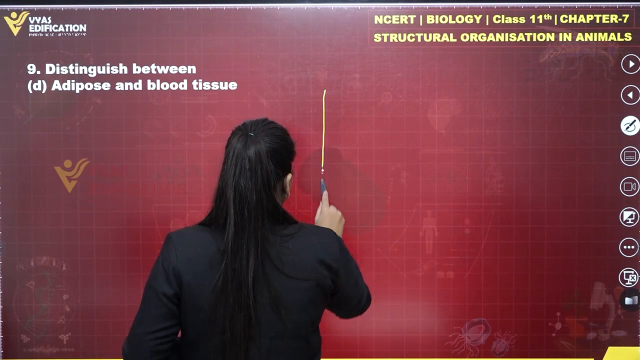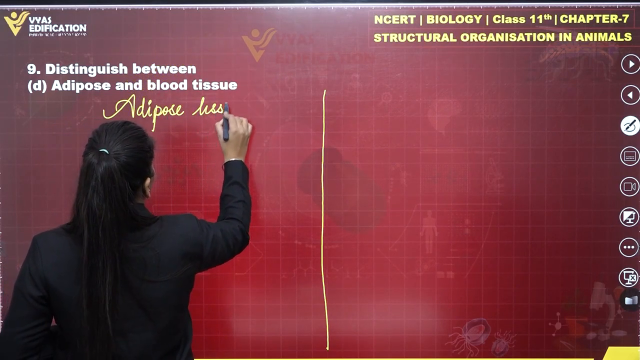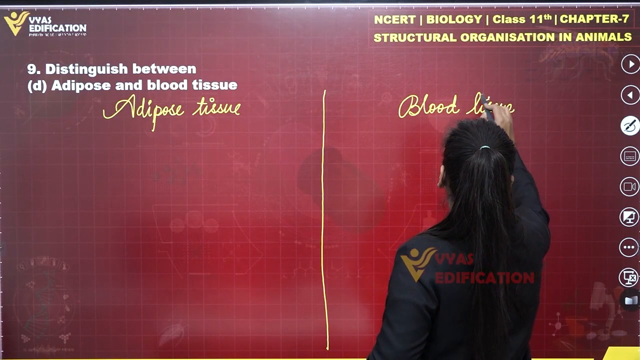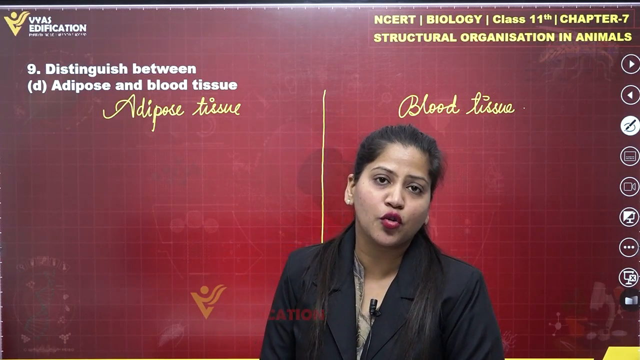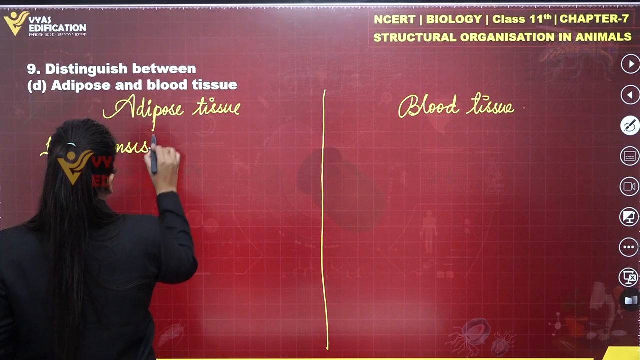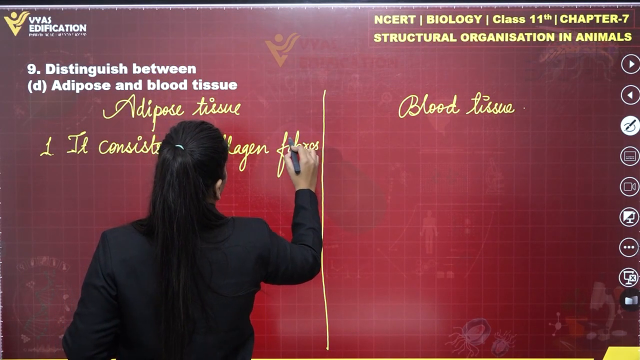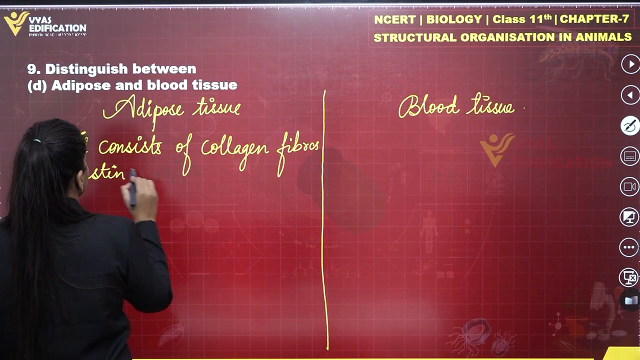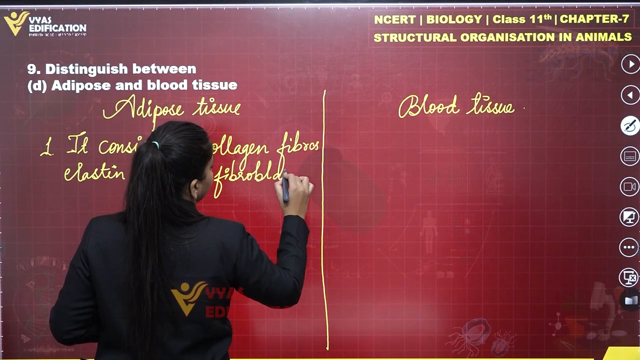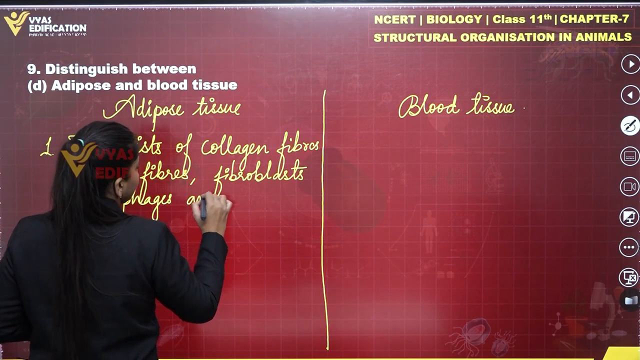We will distinguish blood tissue and adipose tissue. In the left column, we are going to write adipose tissue, and in the right column we are going to write blood tissue. So the first point about adipose tissue is it consists of collagen fibers, elastin fibers, fibroblasts, macrophages, and adipocytes.